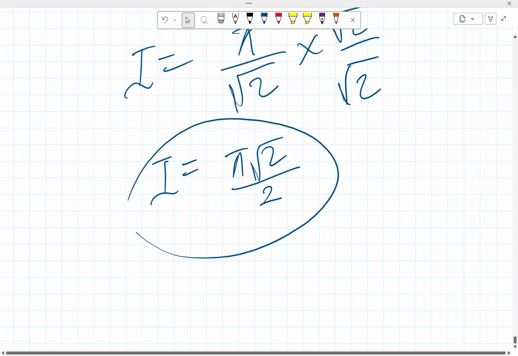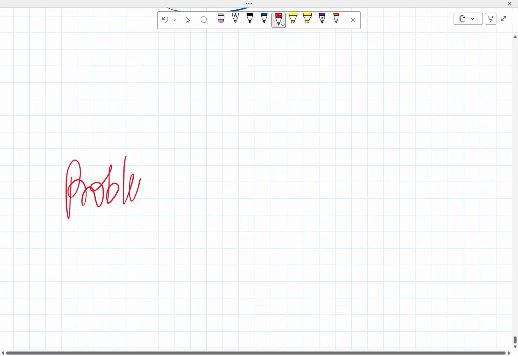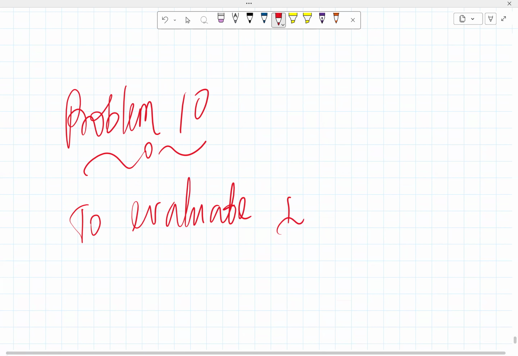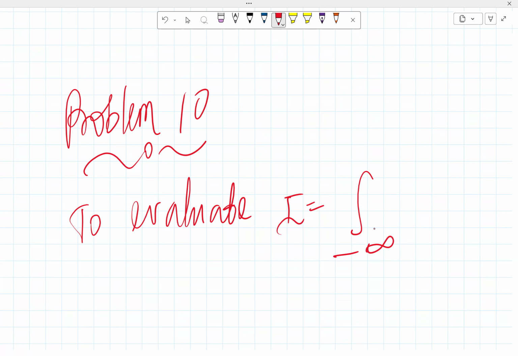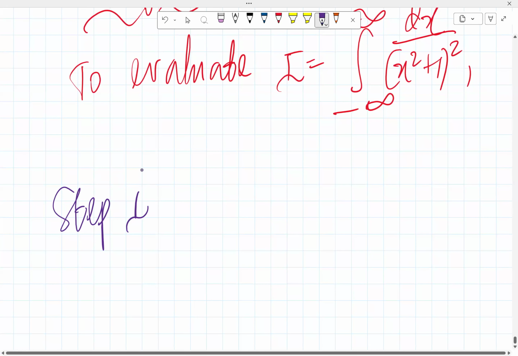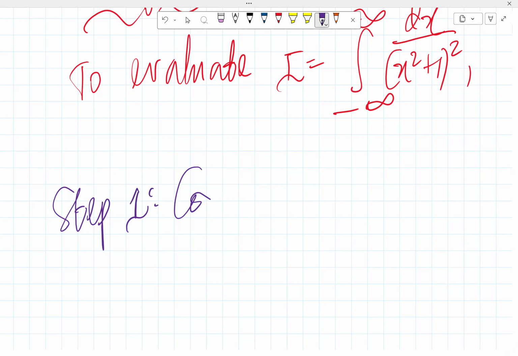Problem 10. So for problem 10 now, we need to evaluate I equals the integral from minus infinity to infinity of dx all over x squared plus 1 squared, like that. So first step, we have step 1: make it a complex function.